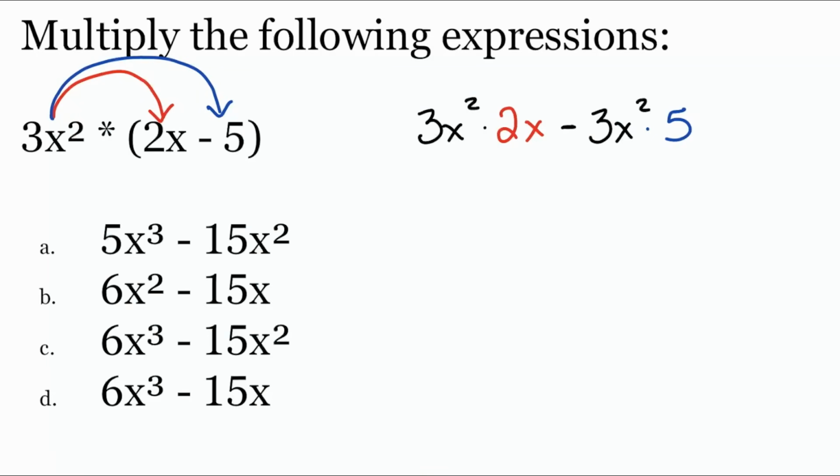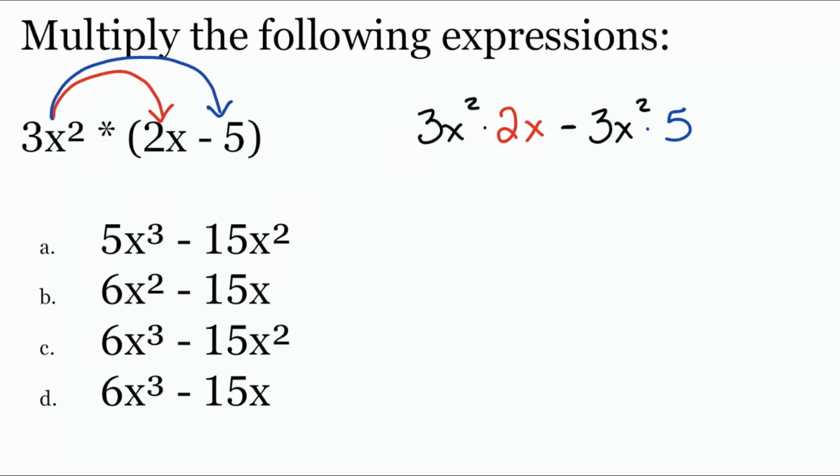Sweet. Again, everything from one side of the parentheses multiplies with everything on the other. So 3x squared multiplies with the 2x, booyah. And then we also multiply it with that 5, but it's considered a negative 5, so we just put the minus in front. But notice, boom, there it is. That's what distribution looks like.